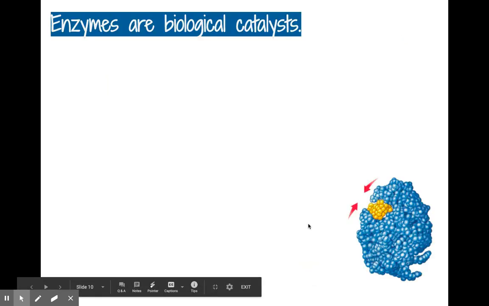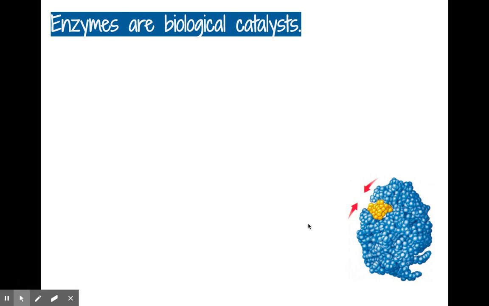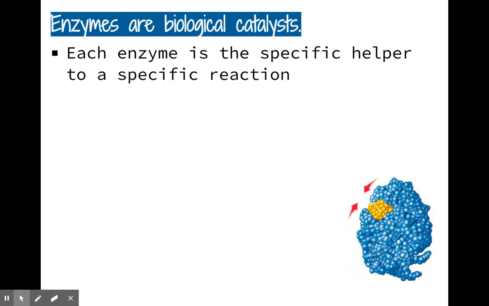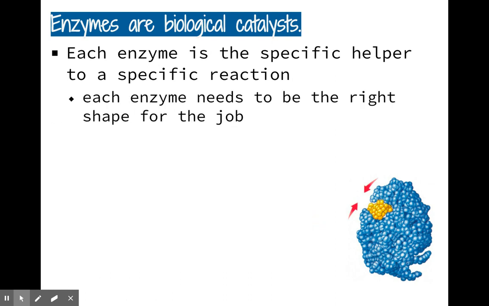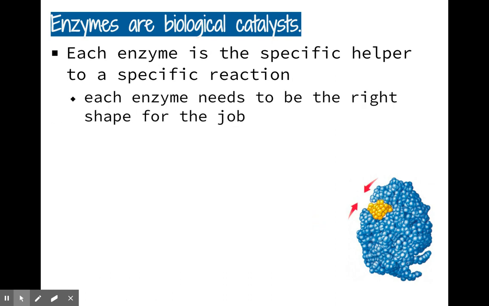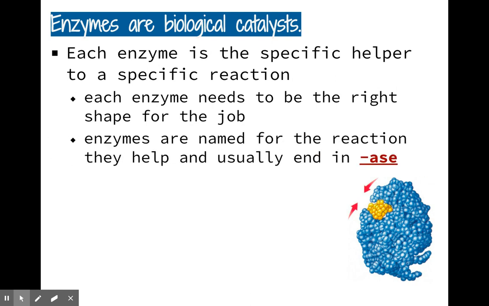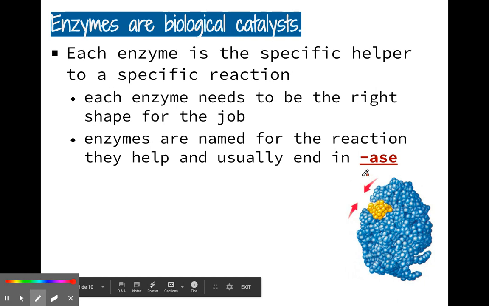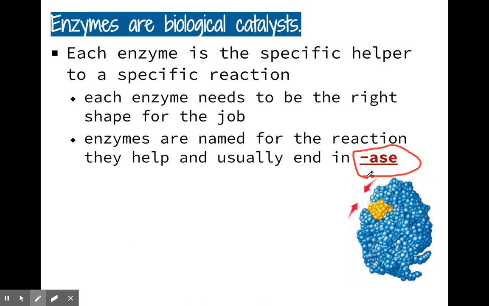All right, enzymes are biological catalysts. You need to know that. Each enzyme is a specific helper to a specific reaction. Each enzyme needs to be the right shape for the job, and enzymes are named for the reaction they help and usually end in the term ase. So make sure that you know that. Enzymes end in ase. For example, lactose, which is milk sugar, gets broken down by lactase. Lactase is our enzyme for milk, or lactose.